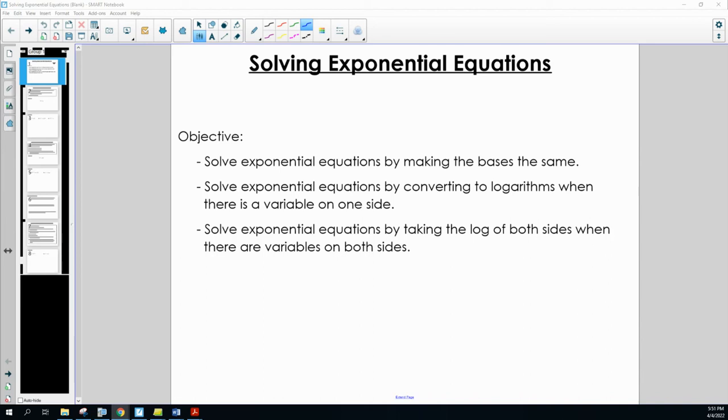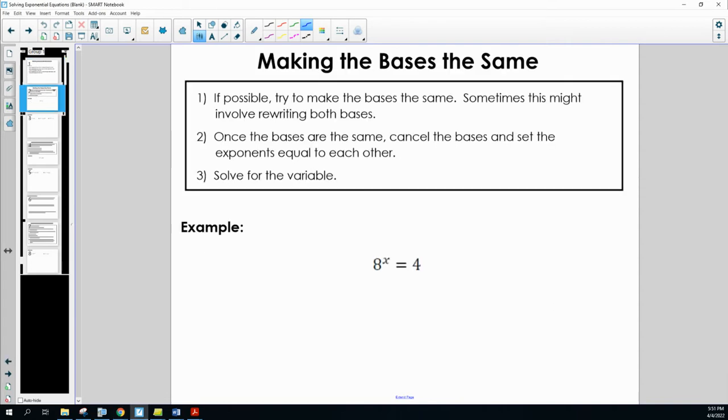In this lesson, we're going to look at how we can solve exponential equations. There's three different methods that we're going to use, depending on the equation that we start with. Method one is making the bases the same. If it's possible, we want to try to make the bases the same. Sometimes this might involve rewriting both bases.